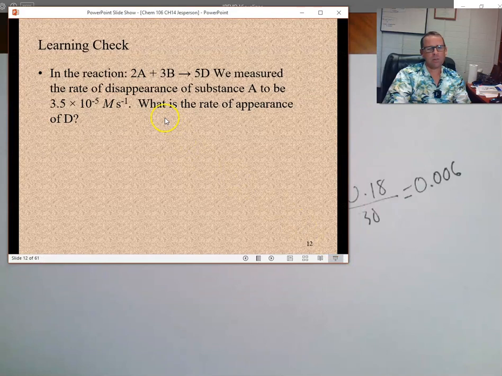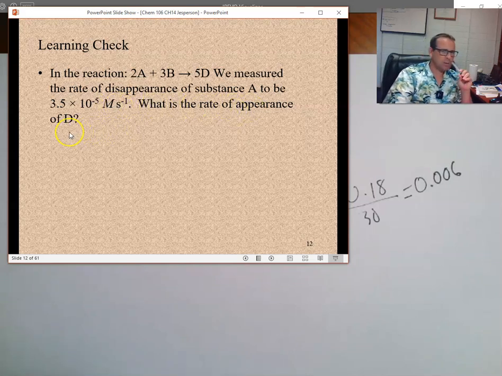Here's a reaction. 2 A's combined with 3 B's to form 5 D's. And we measured the rate of disappearance of substance A to be 3.5 times 10 to the minus 5 molar per second. What's the rate of appearance of D? Let's see, Jace, do you think you can handle this one?